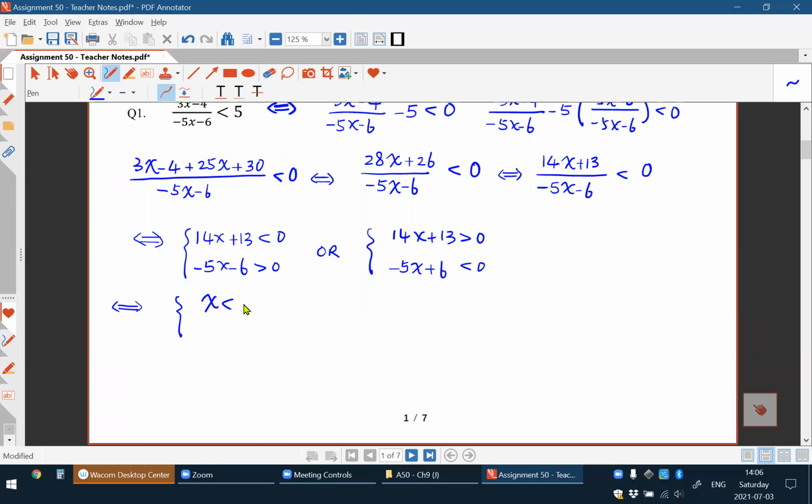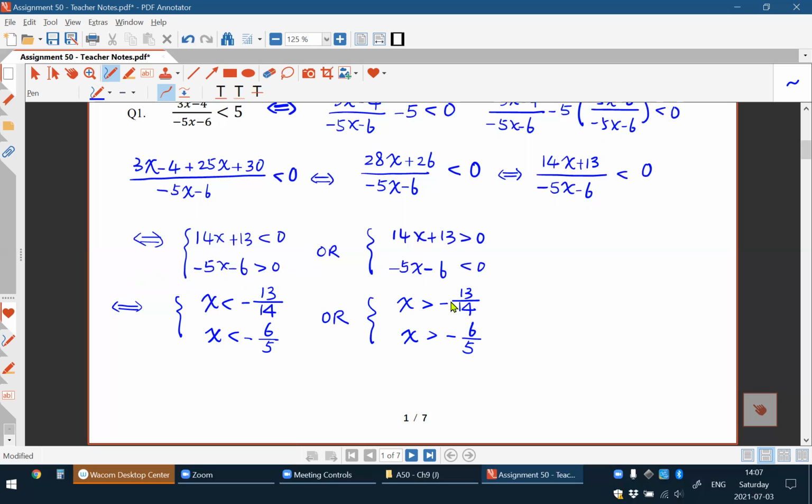x is less than minus 13 over 14, right? And second, x should be less than minus 6 over 5. Or we can also have x should be greater than minus 13 over 14. And at the same time, x should be larger than, sorry, there's a typo. This should be a negative sign. Or x should be larger than minus 6 over 5, right? Then we need to check if we can combine the two solutions.